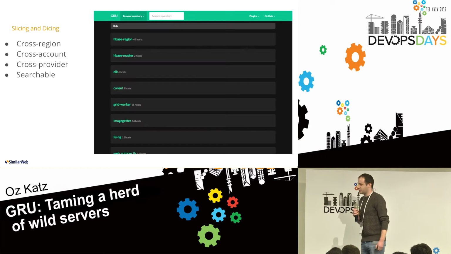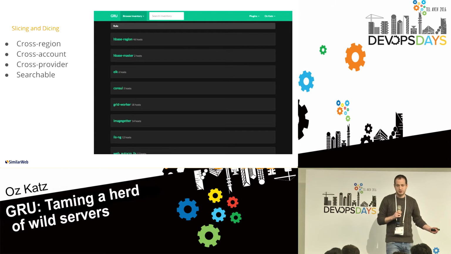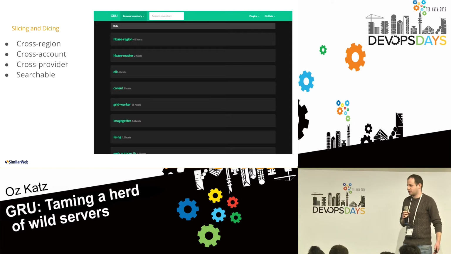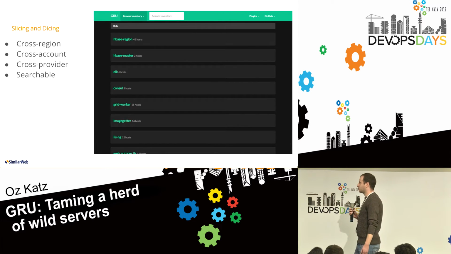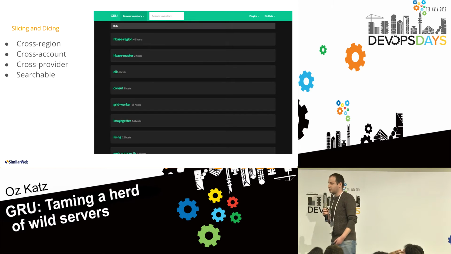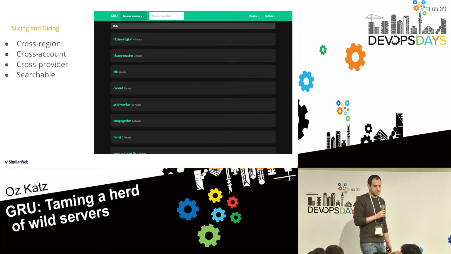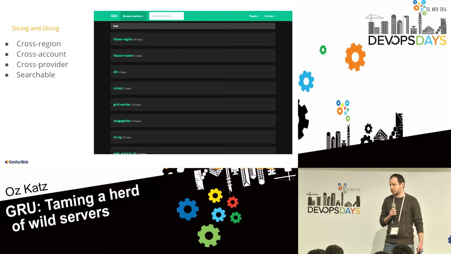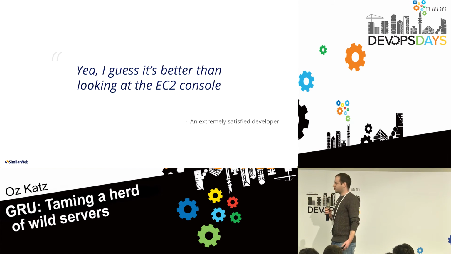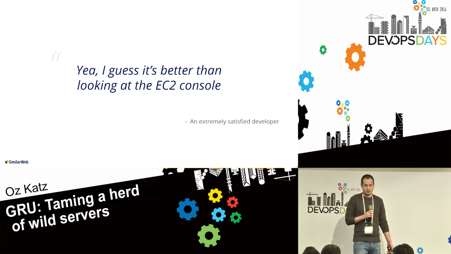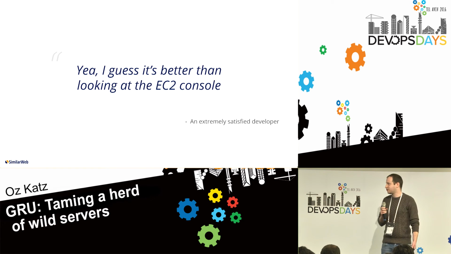Another big benefit is that I can aggregate all my hosts from different servers into one place. So if I have multiple regions, if I have multiple accounts, if I have an on-prem data center and also maybe Amazon, I get it all in one place. And it's searchable from one place and discoverable from one place. And now developers can actually see what's running, what servers they have, what's running in production, and they absolutely love it, as you can see.